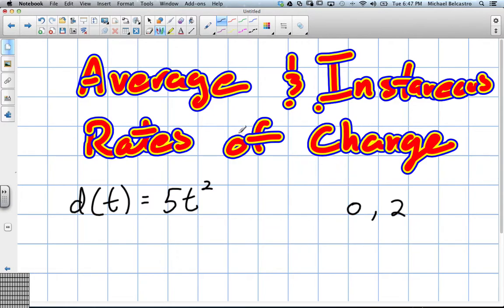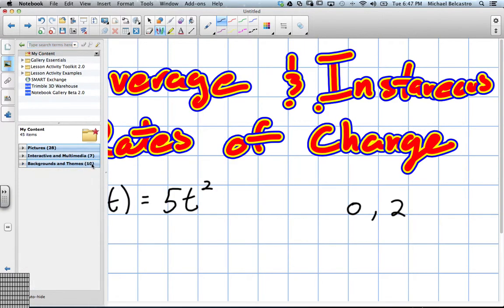Okay. Now, an average rate of change, if we were to graph this function like we talked about, I'll give us a rough graph here.